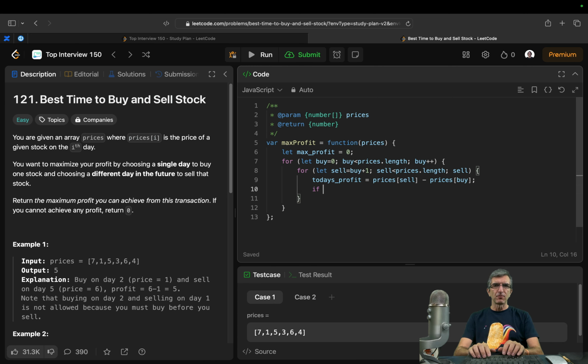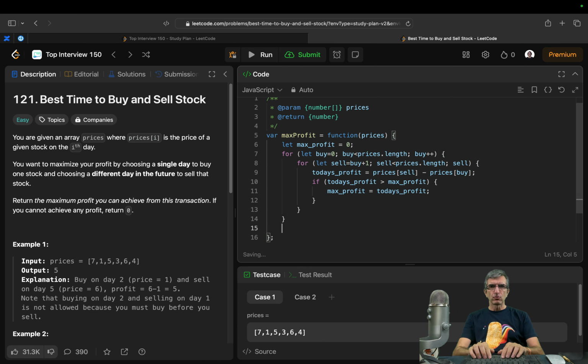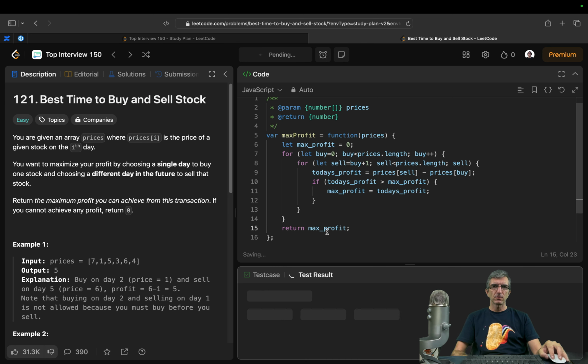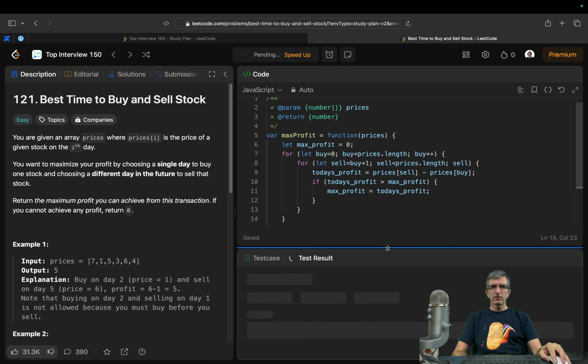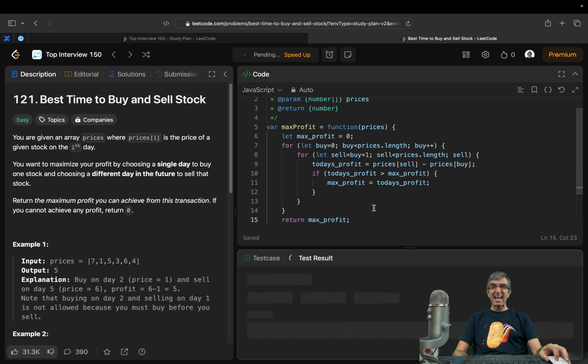So I can say if today's profit is larger than max profit I've seen ever, then my max profit equals today's profit. And at the end, I have to return the max profit. Very clear. I'm comparing everything with everything. And it should work unless I have an issue.